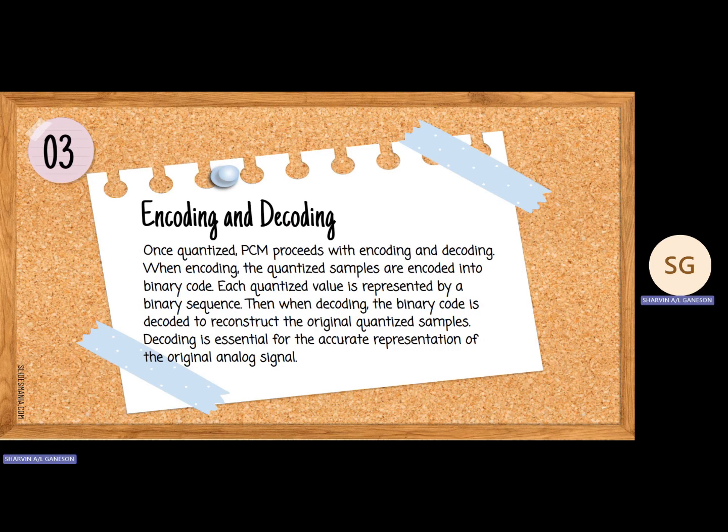Once quantized, PCM proceeds with encoding and decoding. When encoding, the quantized samples are encoded into binary code. Each quantized value is represented by a binary sequence. Then, when decoding, the binary code is decoded to reconstruct the original quantized samples. Decoding is essential for the accurate representation of the original analog signal.